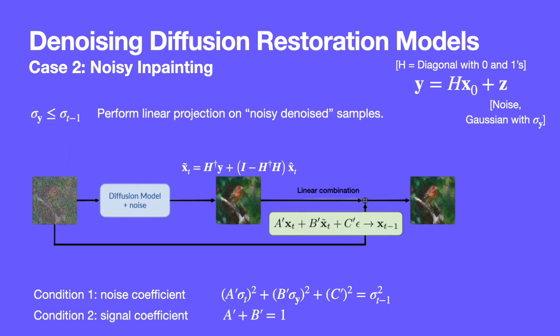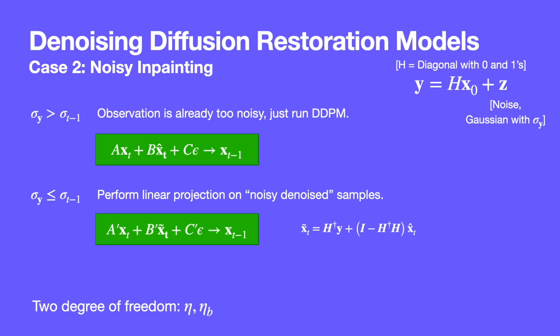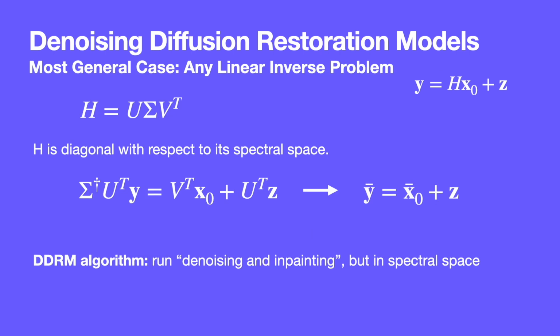And in this noisy case we also add noise after the diffusion model, and this requires different sets of coefficients a prime, b prime, c prime, and to get the desired noise levels they should satisfy these two properties, so we have 1 degree of freedom. As a result, this is their procedure. They use different sets of coefficients for these two different cases, and in their paper they denote them as eta and eta b. And to handle the most general case, any linear inverse problem, they use SVD.